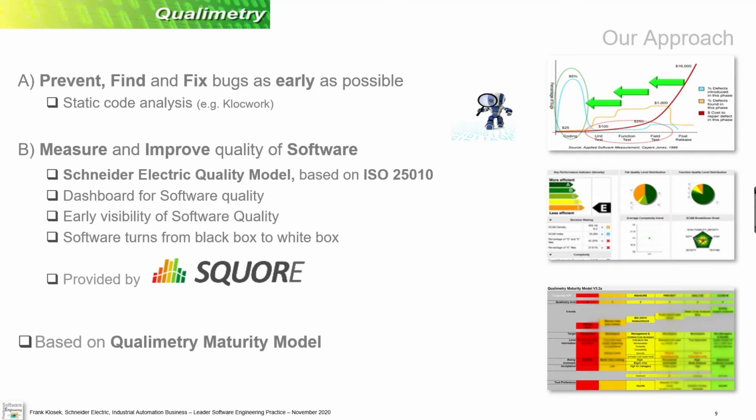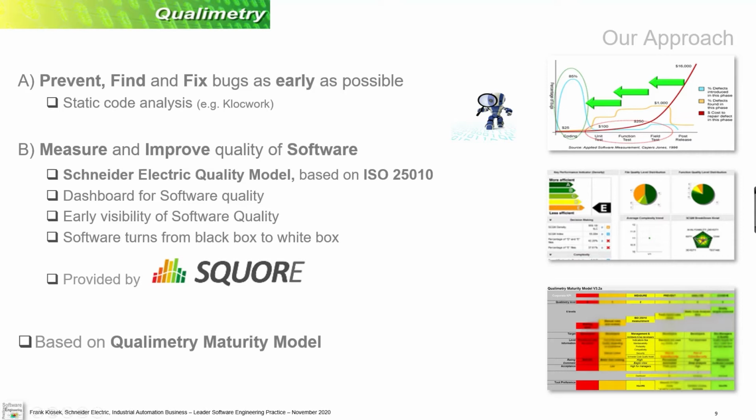It's clear we look inside very early, and software turns from black box to white box. That means it's no longer a tunnel effect where R&D teams just start coding and after some months or even years they appear with the ready software and we recognize, oh, maybe something is missing. And all of these things with the ISO 25010 implementation, the dashboard you just saw, is provided by Squore for us.